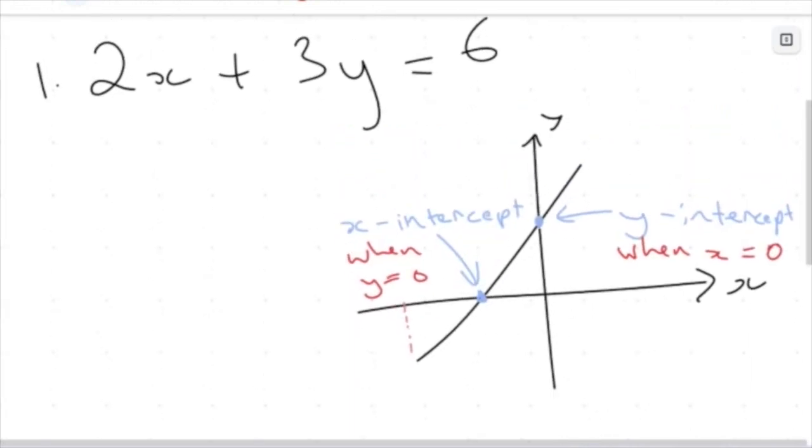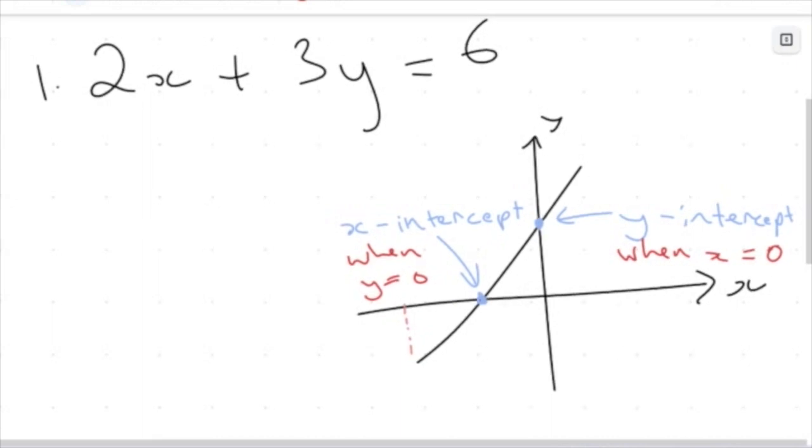So these two realizations help us to dismantle a linear relationship like the one we have up here, and just by finding the intercepts, we can get a pretty good rough sketch of the graph. Now remember, we're just sketching the graph. We don't need anything perfect. We just want to show some key points from our graph.